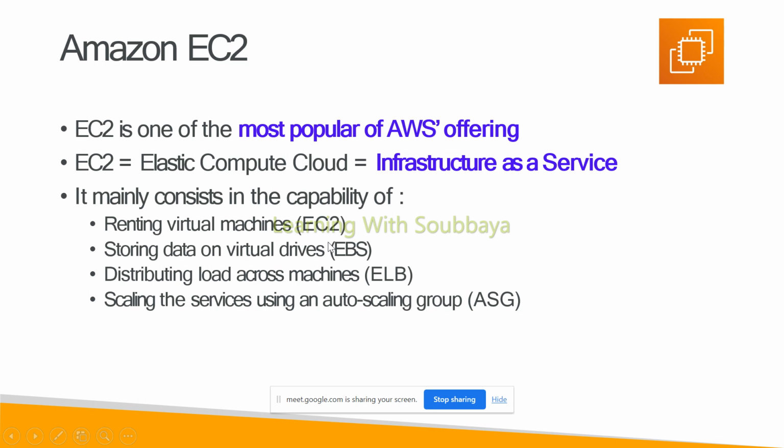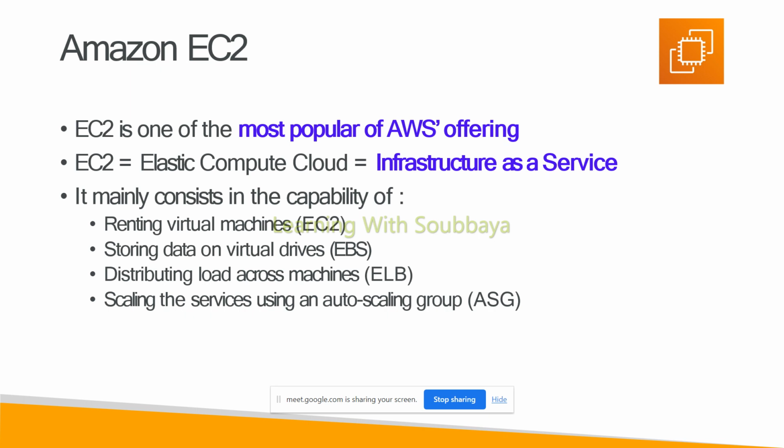So EC2, Elastic Cloud Compute, is the most popular server in the cloud environment. It comes under IaaS, Infrastructure as a Service. Here the server, we created the EC2 instance, right? It's a virtual machine in the cloud environment, right?